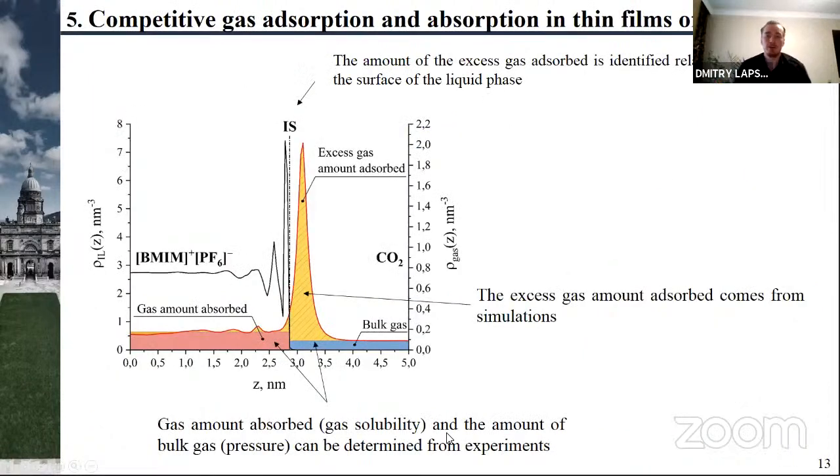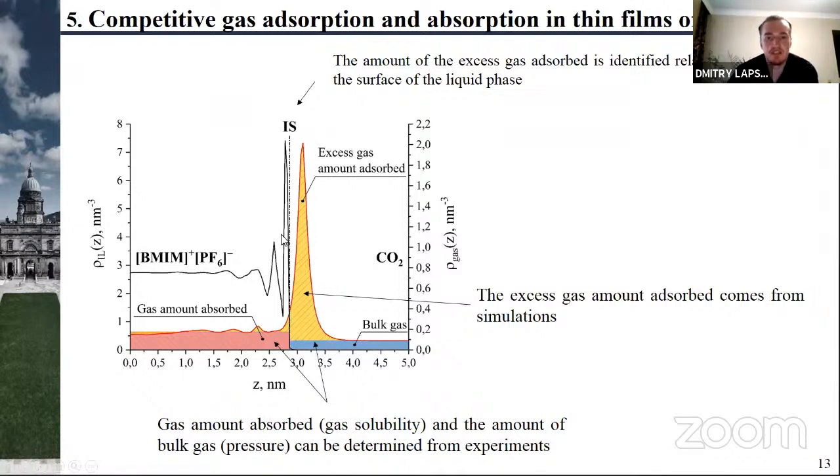So now I would like to move to the analysis of gas density profiles, and I will focus on the CO2 profile. First of all, the intrinsic surface allows us to clearly delineate the liquid phase and the gas phase. So we can use this intrinsic surface in order to calculate the amount of gas dissolved in the liquid phase, the amount of gas present in the bulk gas, and the excess amount of gas adsorbed.